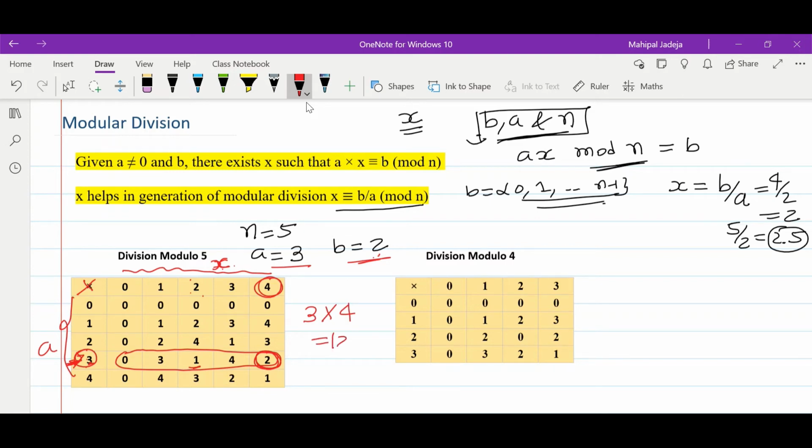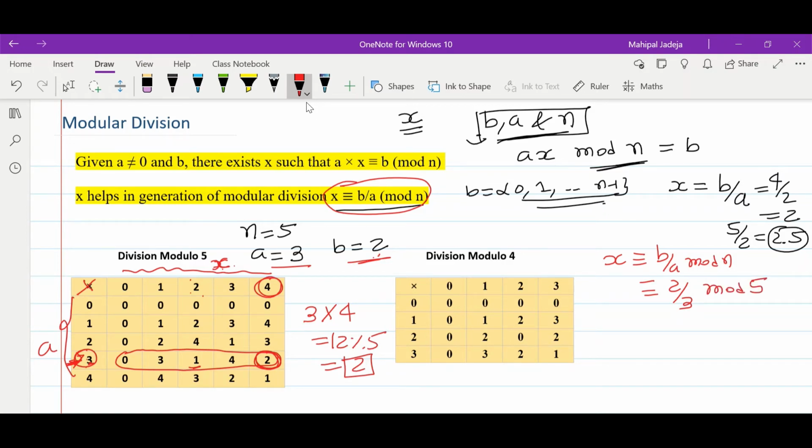3 times 4 is 12, and if I perform 12 modulo 5, I get 2, right? So basically what we have done is perform a division operation. Which division have we performed? If we consider this terminology, then we have found x, which is congruent to b by a mod n. In this case, the value of b is 2, the value of a is 3, and the value of n is 5, right?